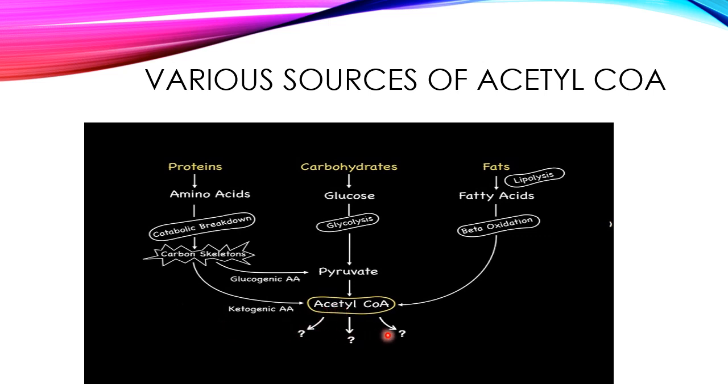Thus, a huge reservoir of acetyl-CoA is available due to the various sources like carbohydrates, fats, and proteins, which can be broken down into acetyl-CoA. And this acetyl-CoA can enter the tricarboxylic acid cycle, which is one of the possibilities of utilizing this acetyl-CoA.